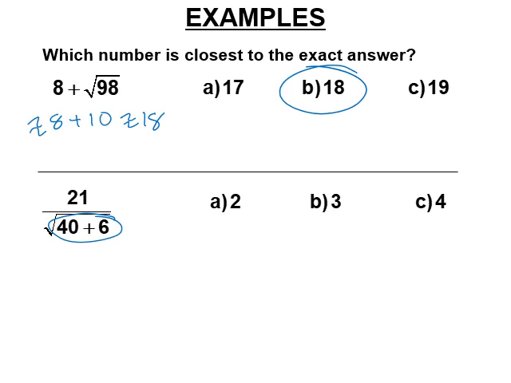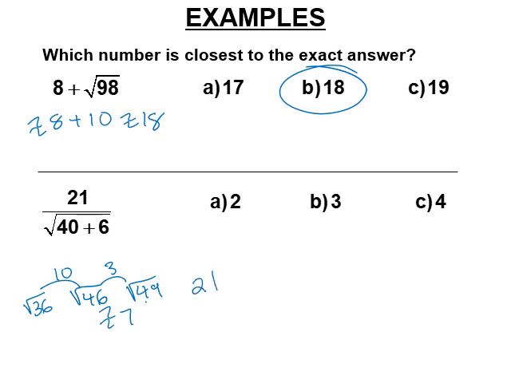We do inside parentheses first. So the square root of 46, we have to figure out what whole number it's closest to. Well, it's between the square root of 36 and 49. But it's way closer to the square root of 49. In other words, it's closest to 7. So that means this is 21 divided by almost 7. So which one of these answers is it closest to? Well, it's closest to 3.